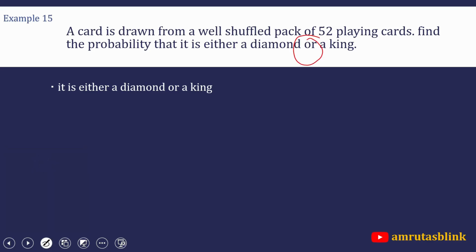So whenever there is an "or" word, we need to use the rule of addition. That is, it is either a diamond or a king. So probability of A union B is equal to probability of A plus probability of B minus probability of A intersection B. Now why we need to subtract this is because this common part is already counted in event A also and event B also. So we need to subtract it once so that it will not get counted double. That's why now 13 by 52 plus 4 by 52 minus 1 by 52.